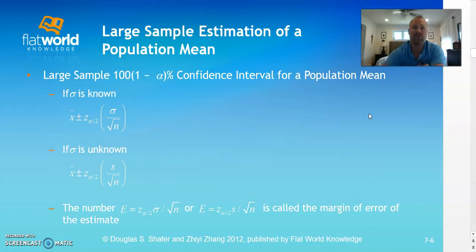So for a large sample, we can say if the population standard deviation is known, then we can use this formula to determine it. And if the standard deviation is unknown, then we use this formula. So you might be asking, well, what's the difference between this formula and this formula? Really nothing, other than the fact that this represents the sample mean and this represents the population mean.